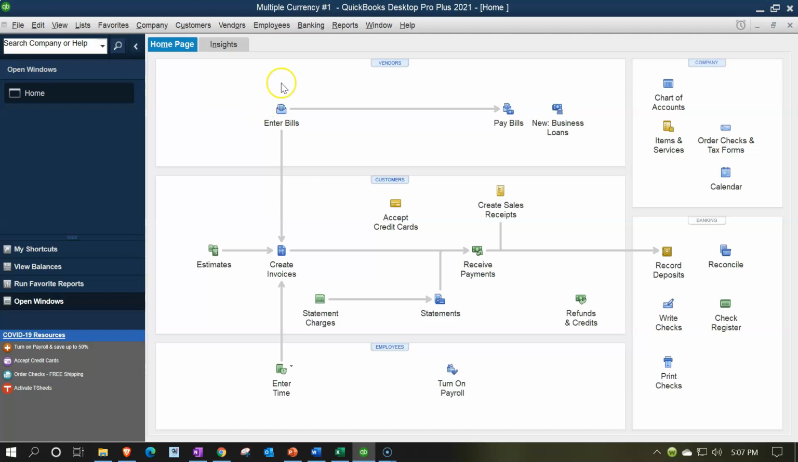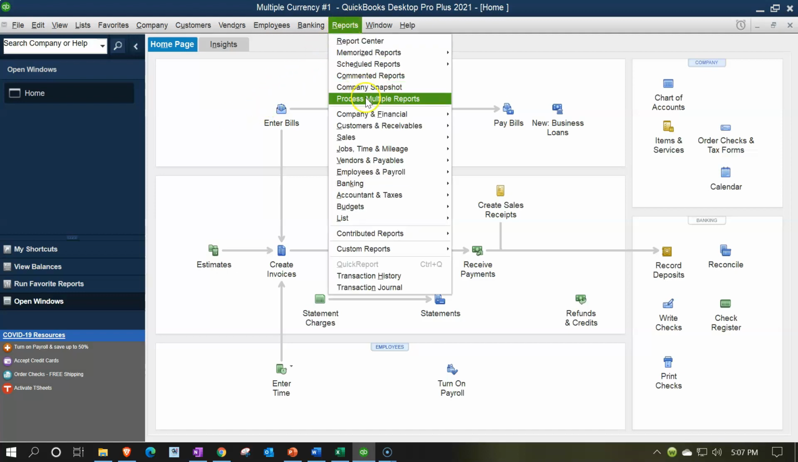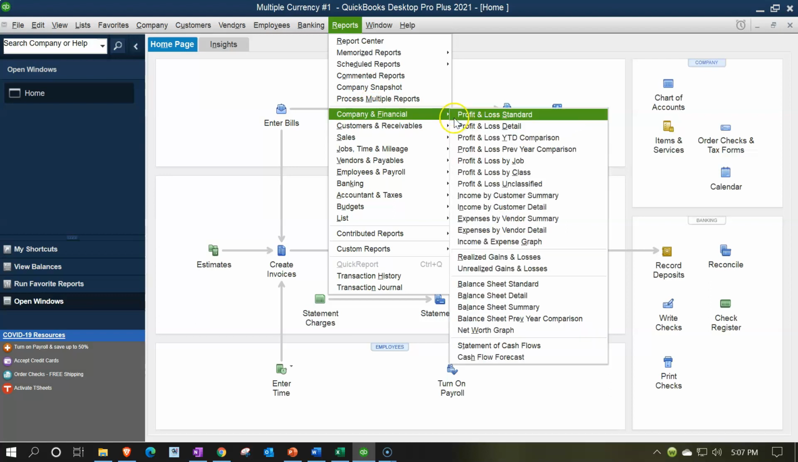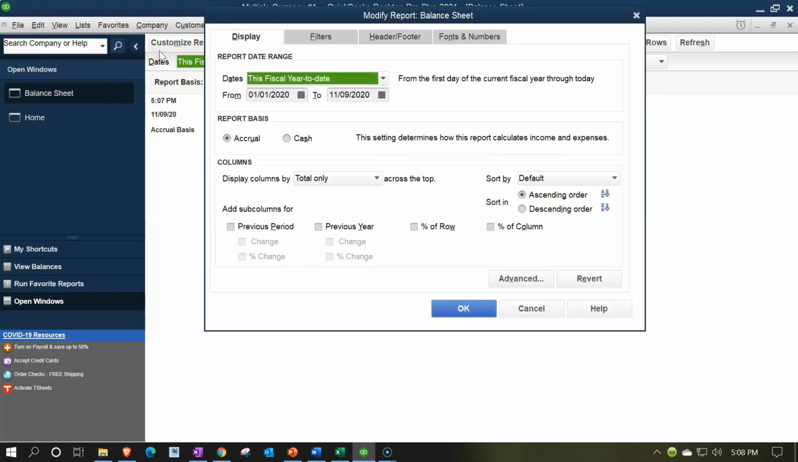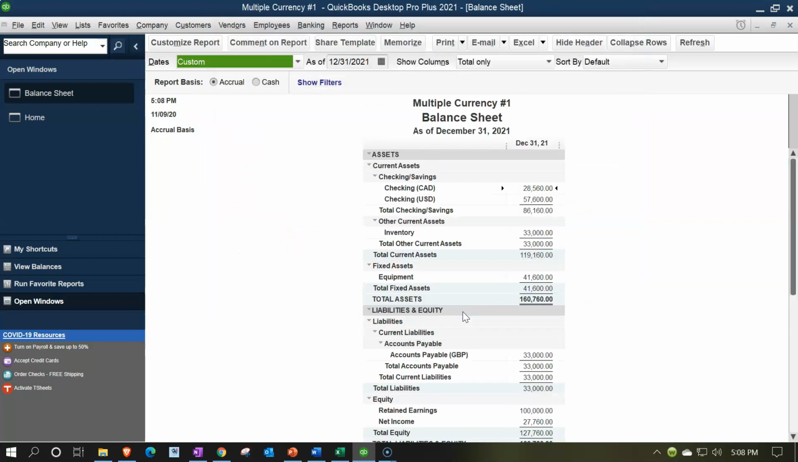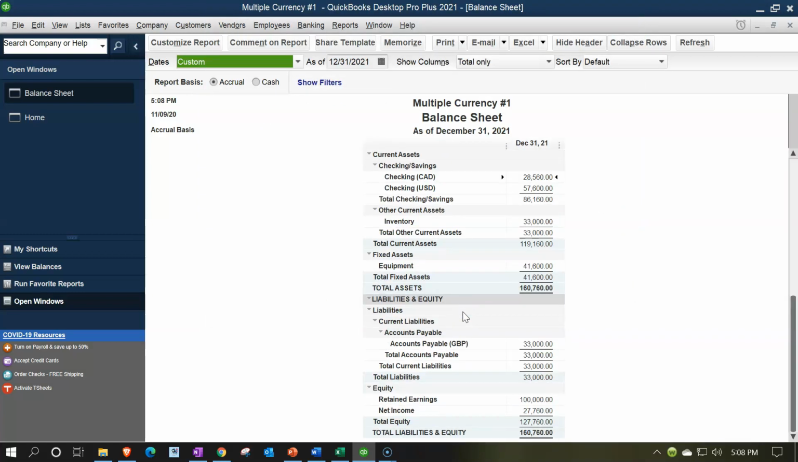So let's take a look at what we have by going to the reports dropdown, company and financial, and take a look at the balance sheet standard. Changing the dates up top in the customized reports from 01/01/21 to 12/31/21, and then OK. So let's go down to our accounts payable. We now have the accounts payable on the books at the $33,000.